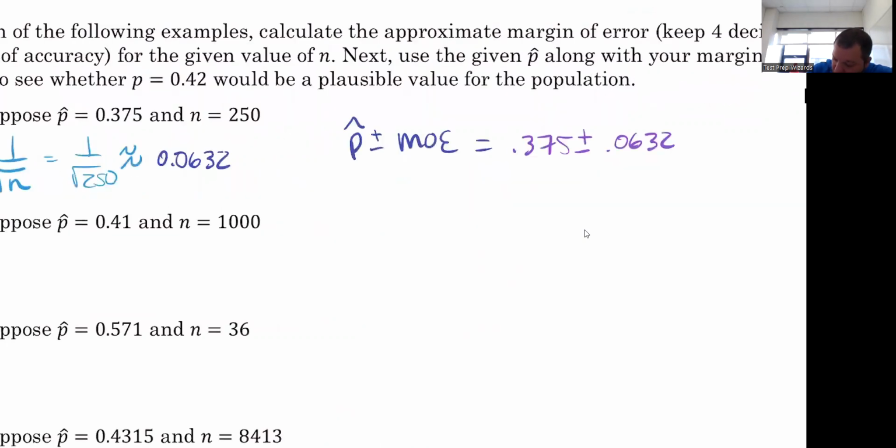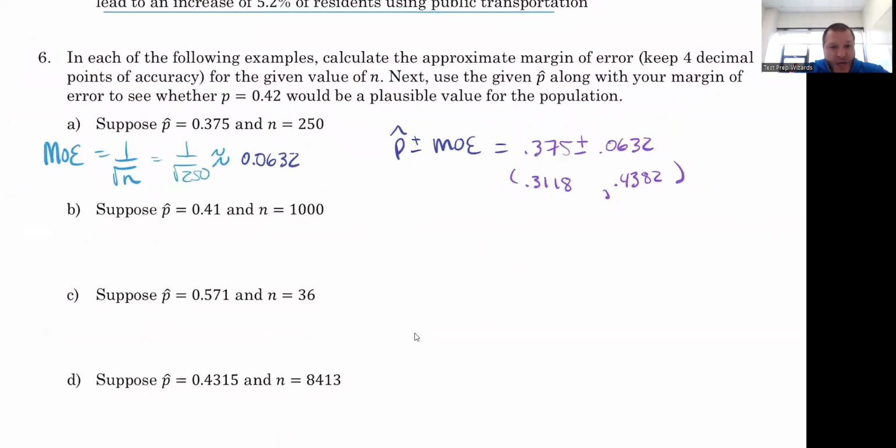0.0632. So our range of values would be, I should probably actually do these with a calculator so I don't have to redo this video. 0.3118. And also we would get, I know this is a fantastic video, just watching me use a calculator off screen, 0.4382. So that would be the plausible range of what we would expect for our true parameter.